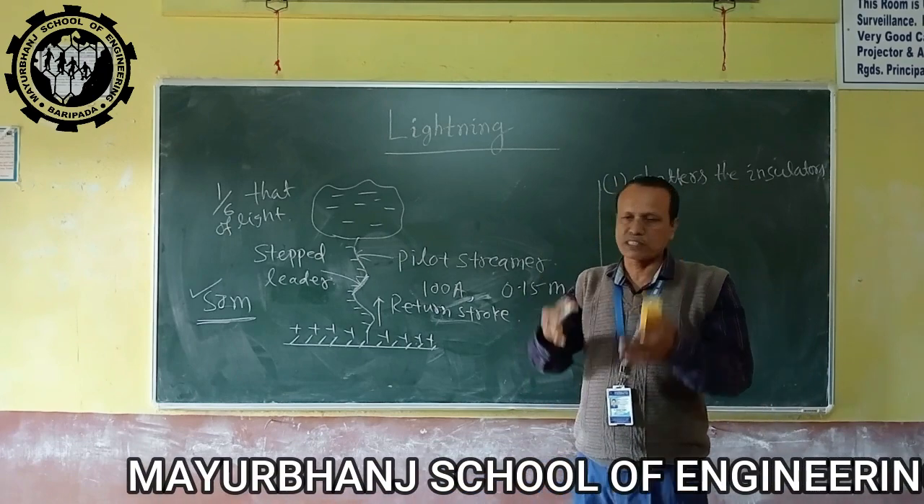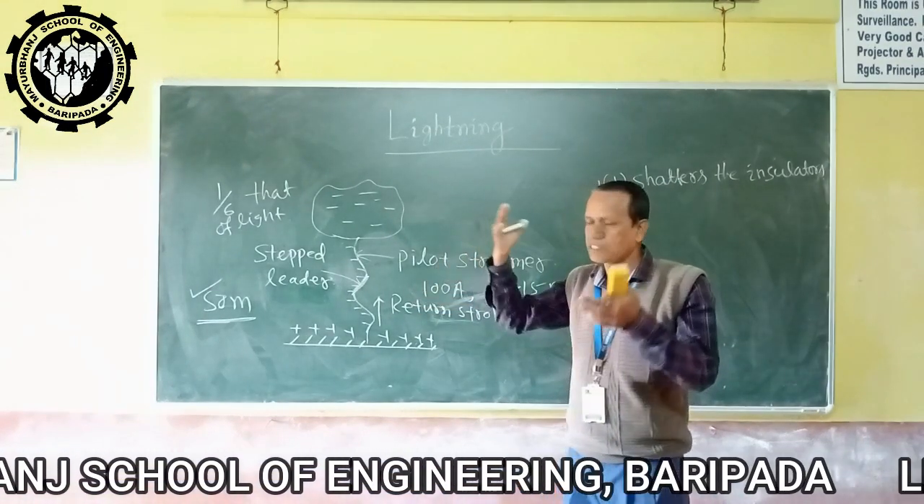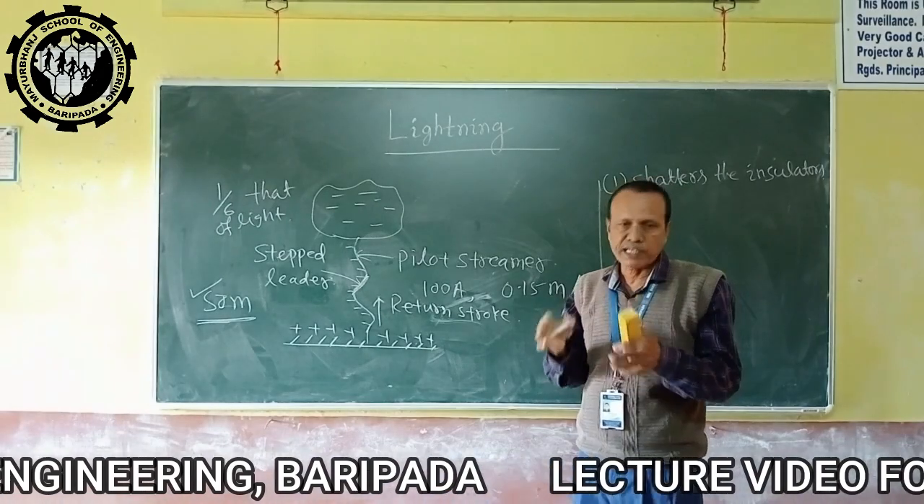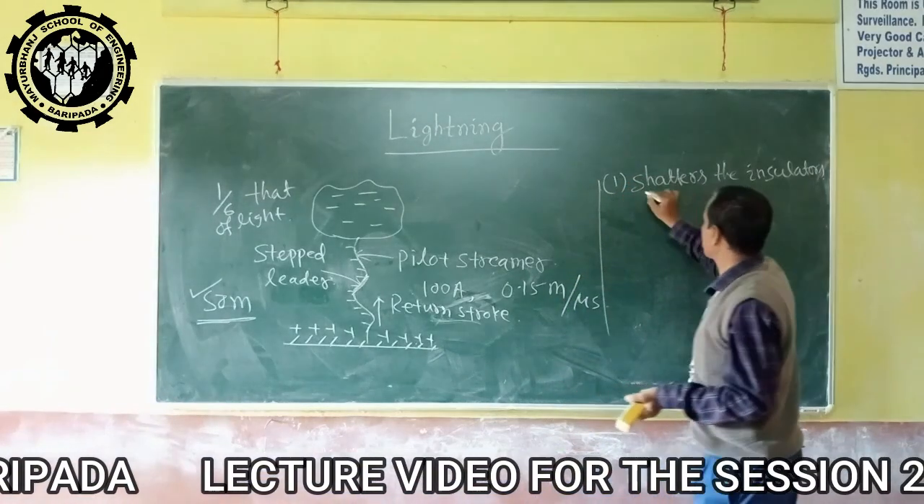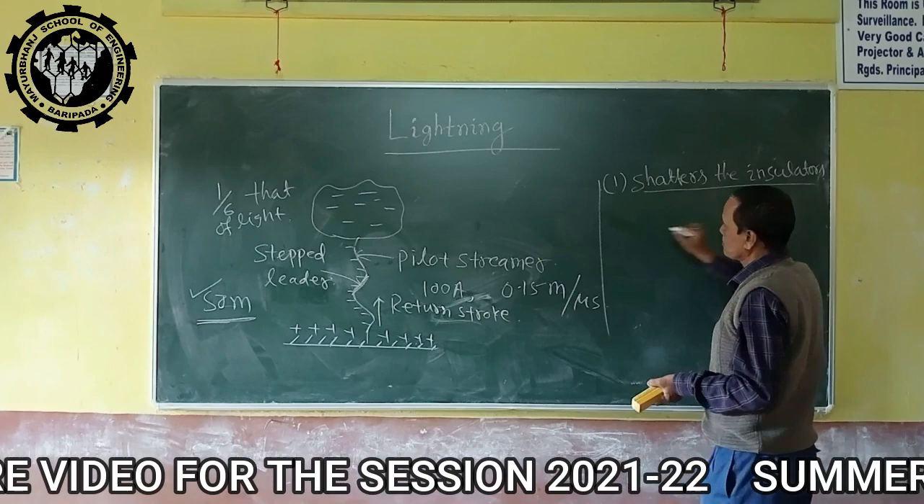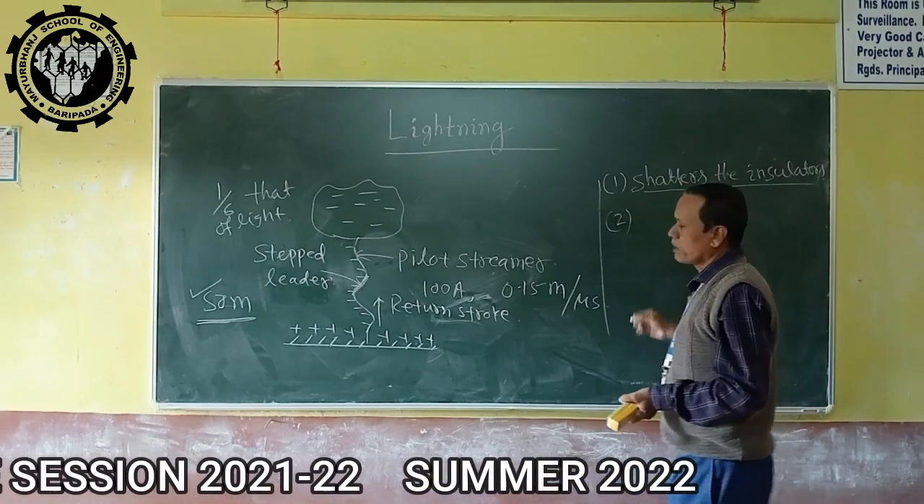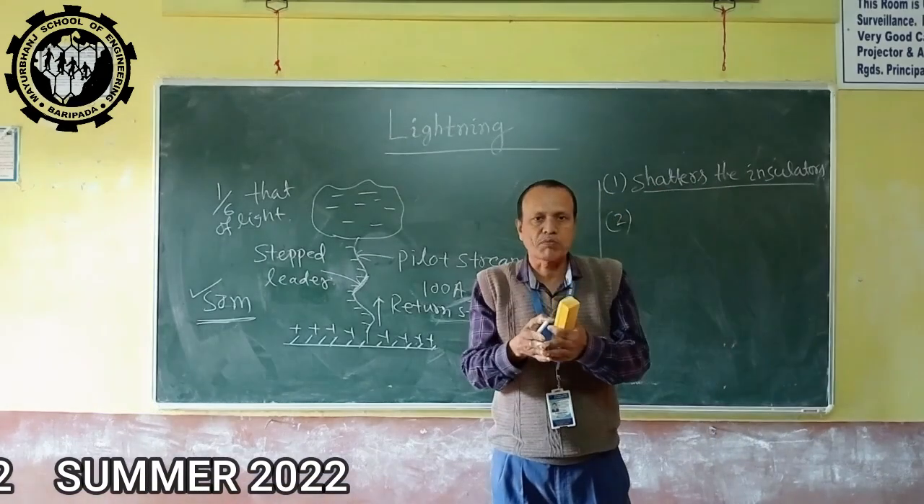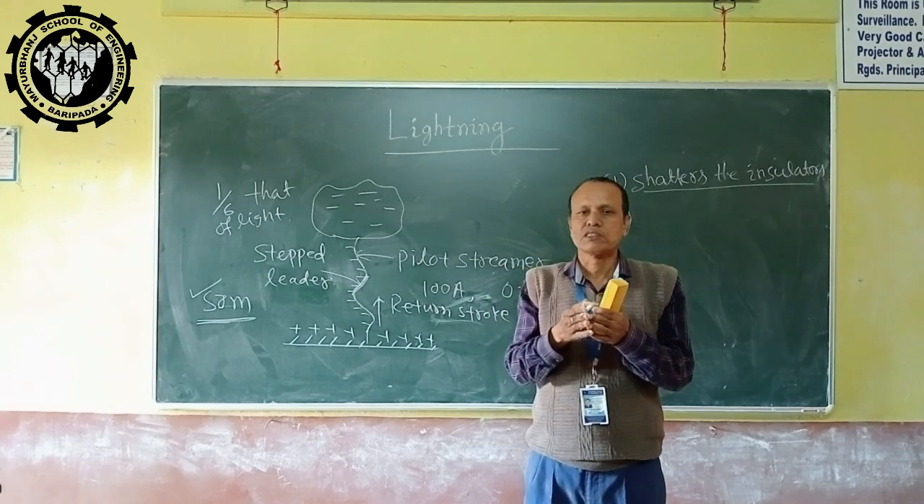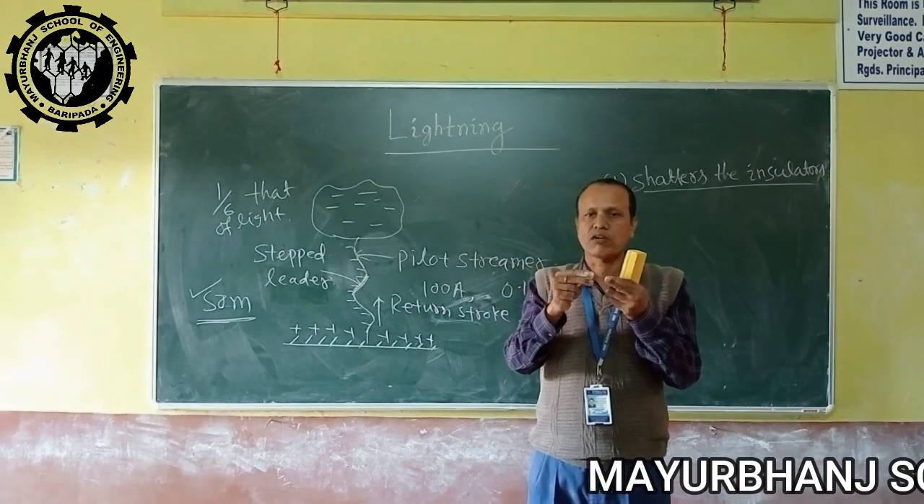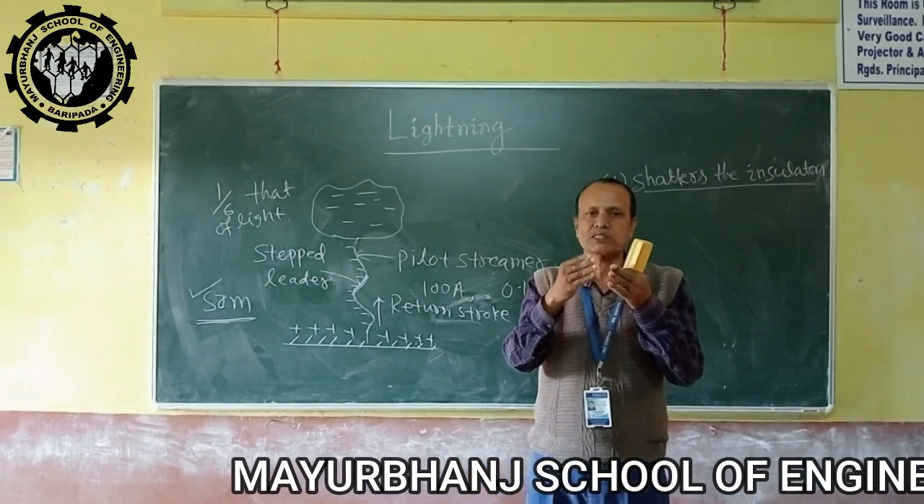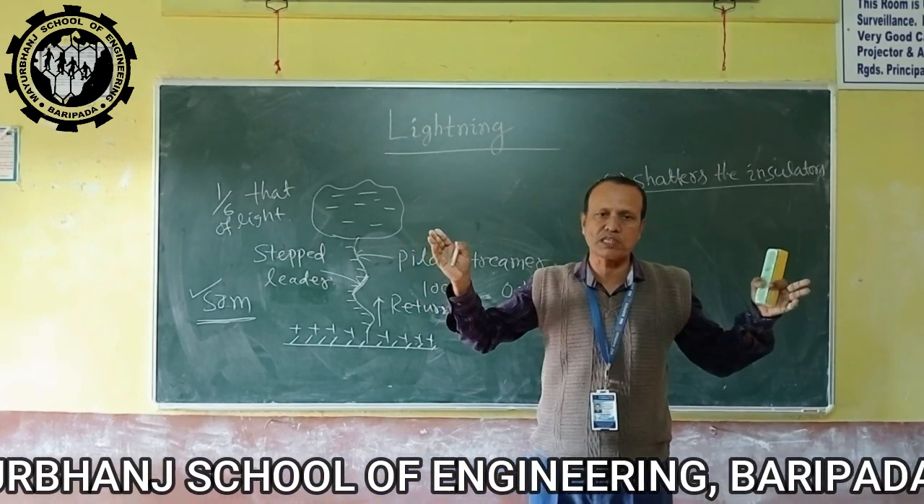When lightning comes towards the earth and strikes the overhead lines, it breaks or shatters the insulators. Secondly, when it strikes the overhead line, the charged particles form traveling waves and they travel in both directions.